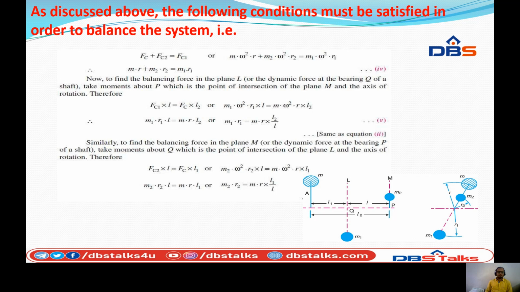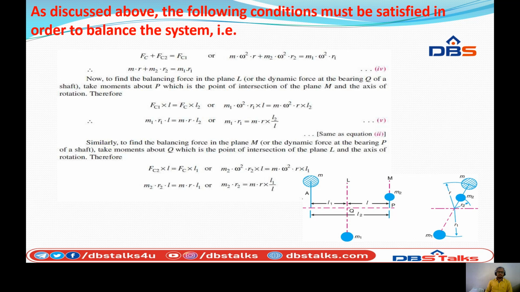So with that, m omega square r plus m2 omega square r2 is equal to m1 omega square r1. That is, mr plus m2 r2 is equal to m1 r1. This is the fourth equation.